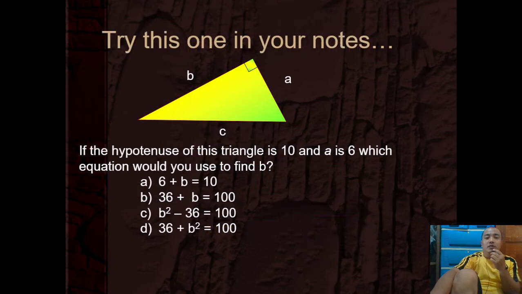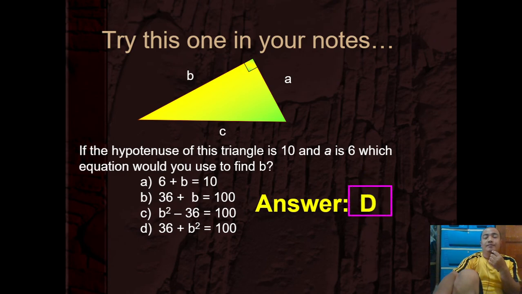Okay, try this one in your notes. If the hypotenuse of this triangle is 10 and a is 6, which equation would you use to find b? A, B, C, or D? What's your answer? Okay, the answer is D. 36 plus b squared equals 100.